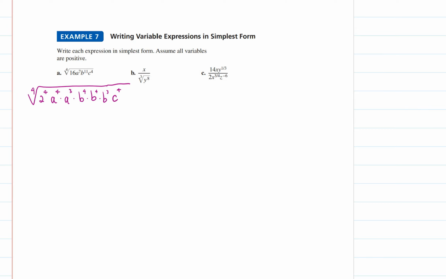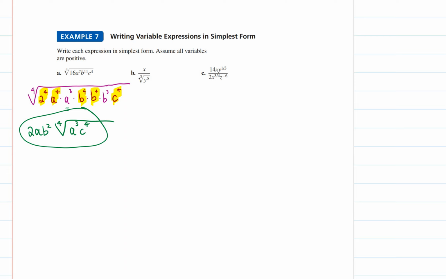So notice on the outside, I should have a 2. I should have an a. I should have one b, I should have a second b, and I should have a c. So the outside of my radical becomes 2ab squared, and then I have the fourth root, and the things that are left over underneath my radical are a cubed and c to the fourth. So that's the fully simplified answer for part A.